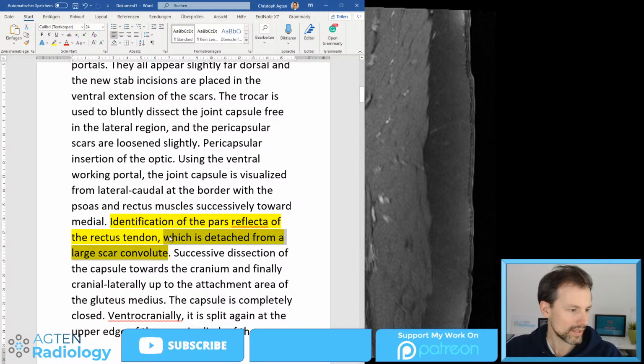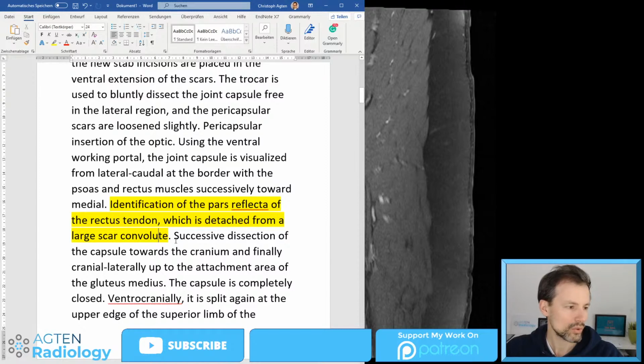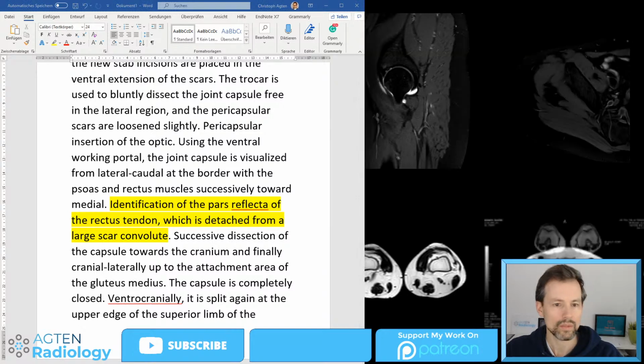And this is basically a translation error. So what the German report says is that basically the pars reflexa is attached to a large scar convolute. So we can try to see that. I think that's basically the first thing that we want to do. Now, let me just switch a little bit here with the screen.